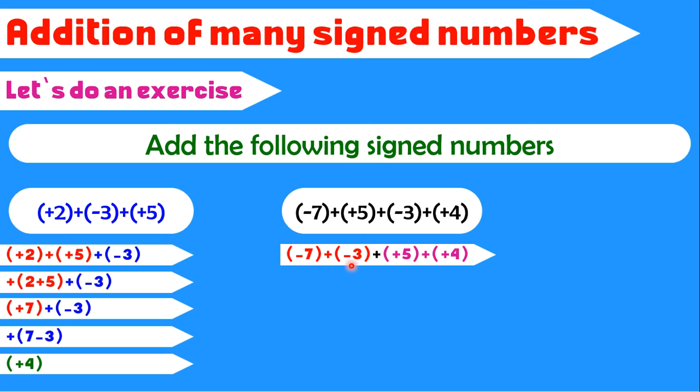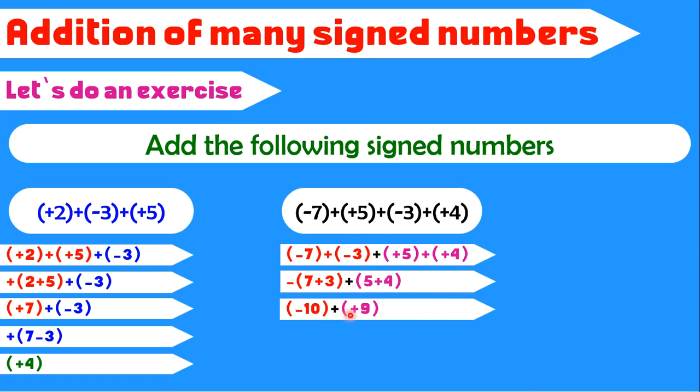Here we have negative, negative. We will put the negative sign and then we add both numbers. It will be like this, negative 7 plus 3. Then the purple, they are positive, positive, so we will put positive. Then we add both numbers. It will give us here minus 10 added to plus 9.